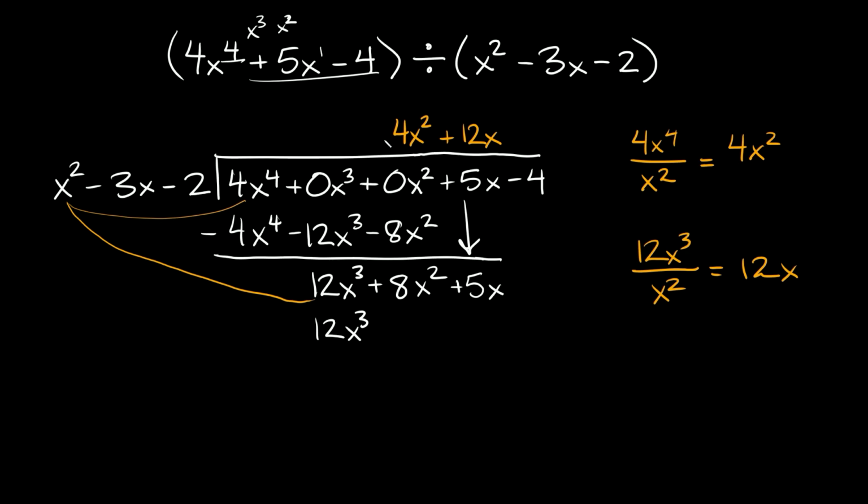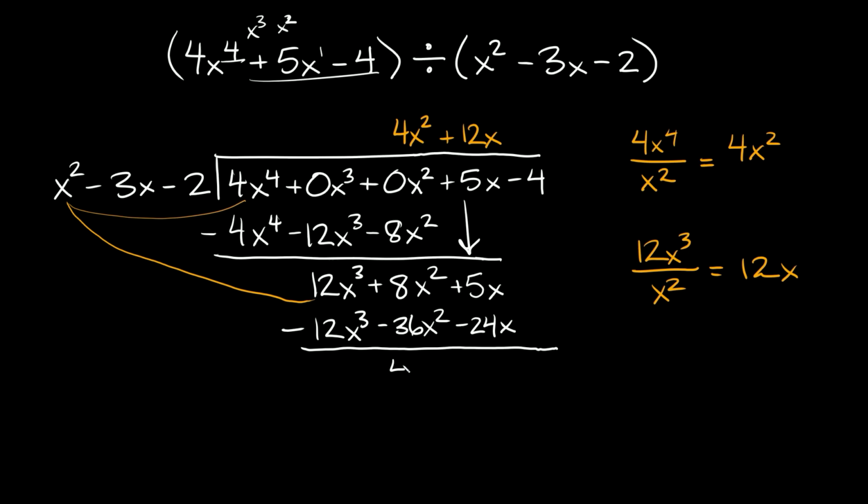And then we have 12x times negative 3x, and that's equal to negative 36x squared, all right? Lastly, 12x times negative 2 is negative 24x, all right? So that's what we have left. And again, we're just going to subtract these, right? So 12x cubed minus 12x cubed is just 0. 8 minus negative 36, that's equal to positive 44.